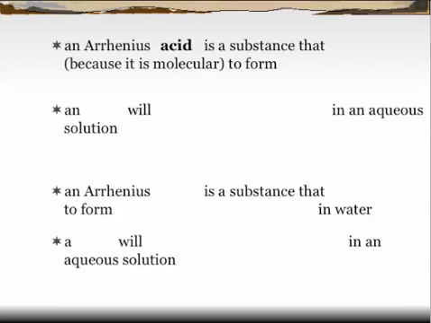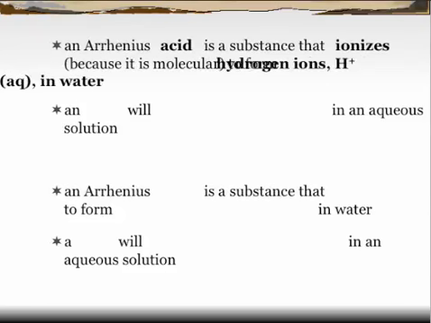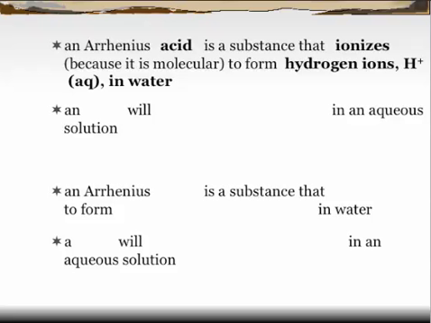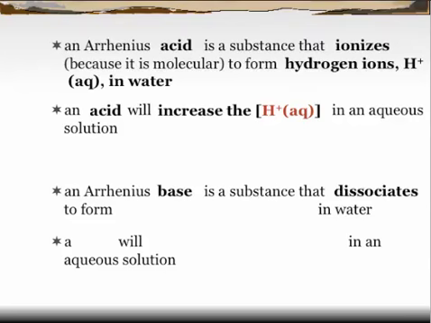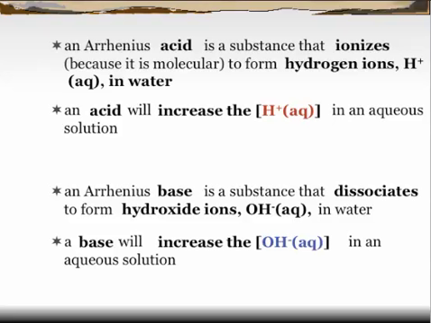An Arrhenius acid is a substance that ionizes, because it's molecular, to form hydrogen ions, H+, in water. An acid will increase the concentration of hydrogen ions in an aqueous solution. An Arrhenius base, on the other hand, is a substance that dissociates to form hydroxide ions in water. And a base will increase the hydroxide concentration in an aqueous solution.